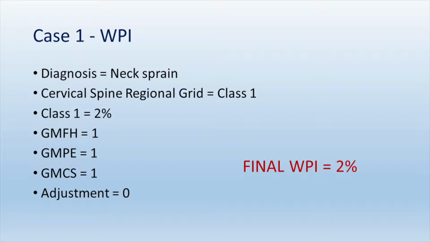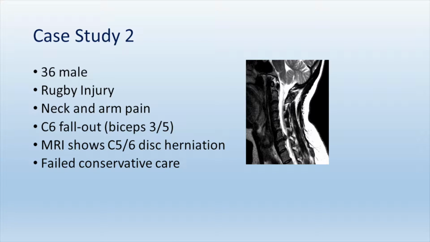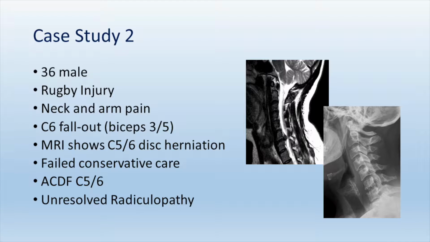So this particular individual with this whiplash type injury had a mild problem. The grade modifier corresponds with the class, so there were no adjustments, and the final whole person impairment is 2%. If we look at this example, 36-year-old male, rugby injury, neck and arm pain, significant neurological fallout related to a disc protrusion at C5-6. Now, I'm not sure why the treating physician elected for conservative measures, but eventually he was subjected to surgery, and as expected, his neurological deficit didn't recover.